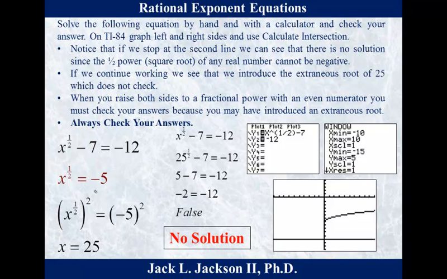And of course that means the two graphs are not going to intersect when we do it with the calculator method. On the left, let y1 be x to the 1/2 minus 7, and the part on the right, -12, be y2. And we graph those, and we see that this graph starts on the x-axis here at (0, -7), and it's increasing, concave up, as we go on to the right, and this y equals -12 is down here, and they just don't meet, so there's no solution.